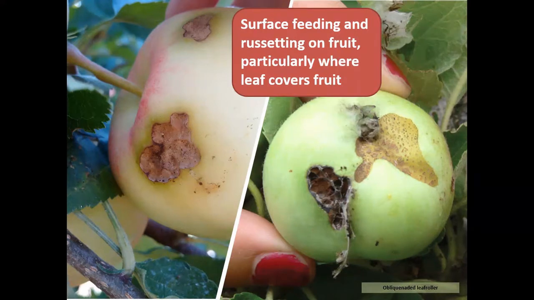Why oblique-banded leafroller is classified as a direct insect pest is that surface feeding can occur on the fruit, in particular those that are in close vicinity to the leaves. It can almost happen by accident as the leafroller is feeding on the foliage. It can feed superficially on the surface of the fruit, and this can leave scars and deformed fruit as the fruit continues to grow and develop.